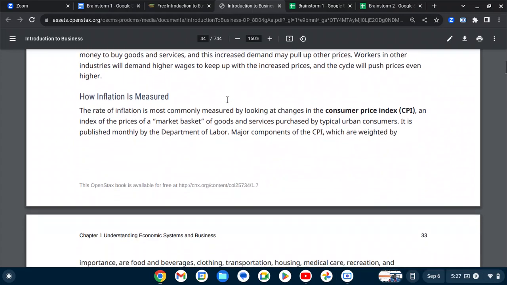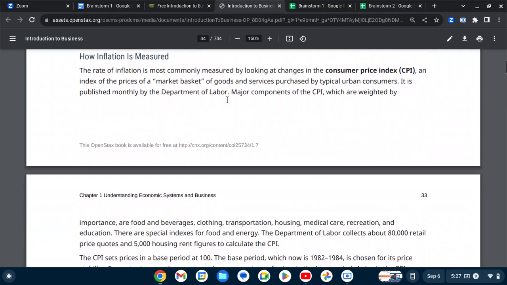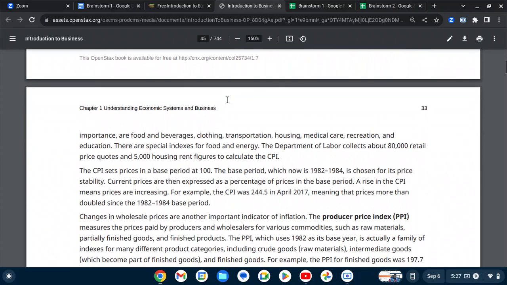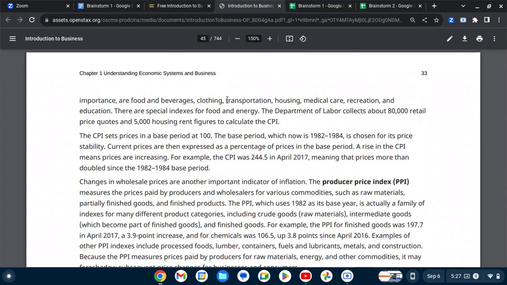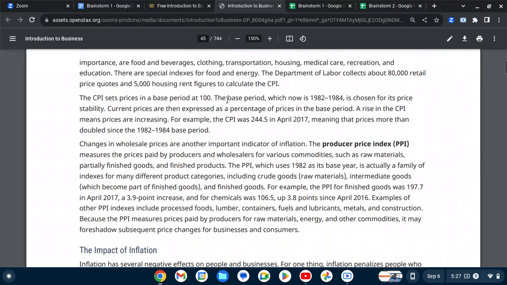How inflation is measured. The rate of inflation is most commonly measured by looking at changes in the Consumer Price Index, an index of the prices of a market basket of goods and services purchased by typical urban consumers. It is published monthly by the Labor Department. Major components of the CPI, which are weighted by importance, are food and beverages, clothing, transportation, housing, medical care, recreation, and education. There are special indexes for food and energy.